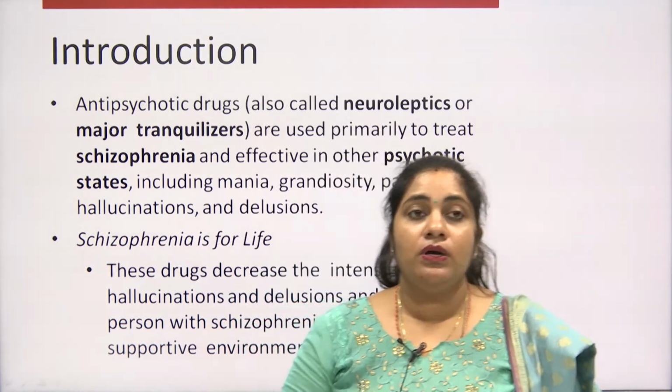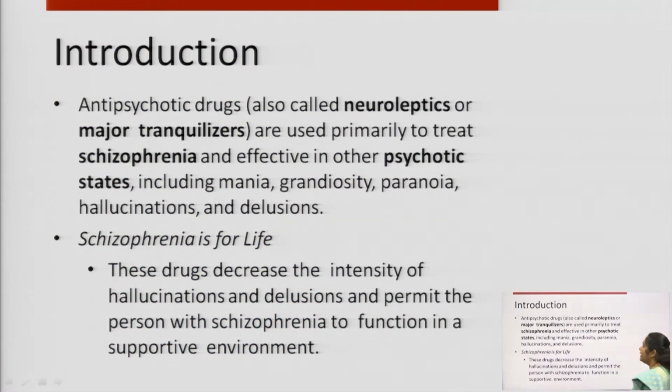So, first of all, what are antipsychotic drugs? These are the drugs used to treat psychosis. They are also known as neuroleptics and major tranquilizers. Basically, they are used to treat schizophrenia in patients. Unfortunately, schizophrenia is for life. We have not yet developed any drug which can cure schizophrenia. We can only decrease the intensity as well as the extent of schizophrenia in the patients.